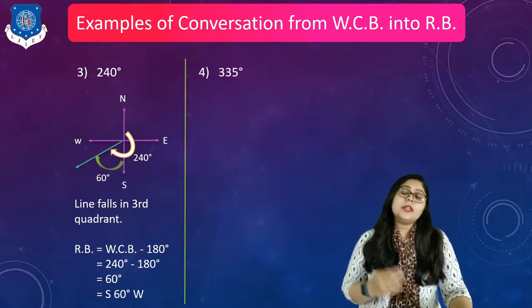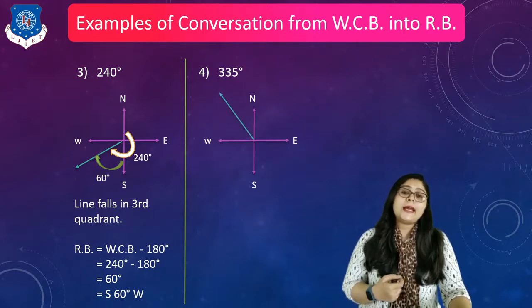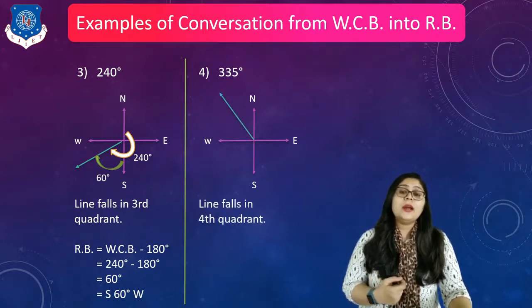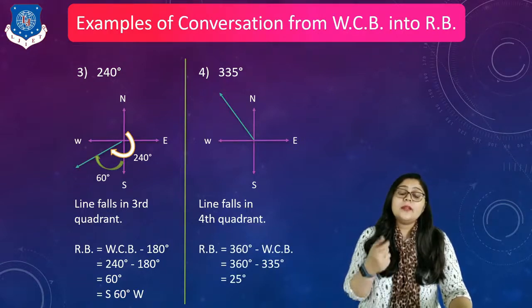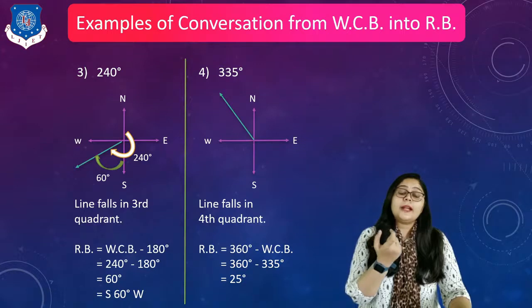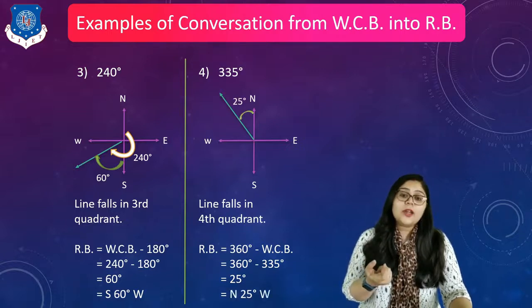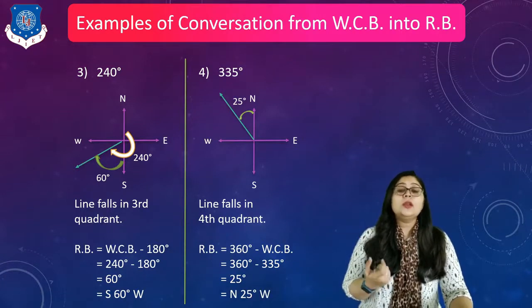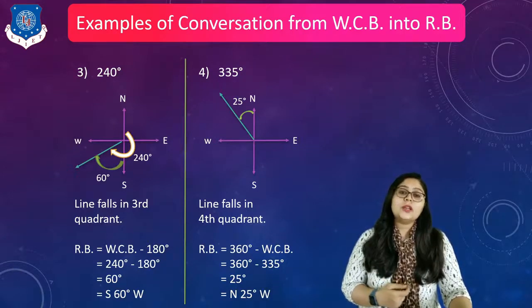Now the next example is of the fourth quadrant, which is 335. Draw north, south, east, west something like this. I have to draw my line passing through the fourth quadrant. I simply have to deduct my WCB from 360, which gives me the angle 25. So this is the answer, right? But I have to represent 25 in the north 25 degree west way. So that is the example of conversion from WCB into RB, right?